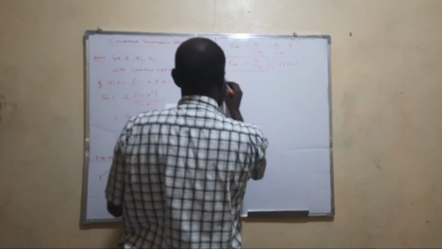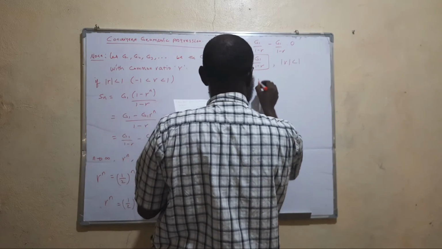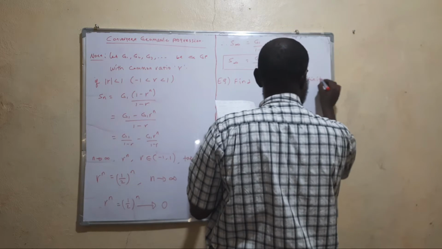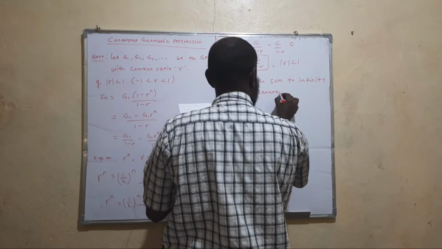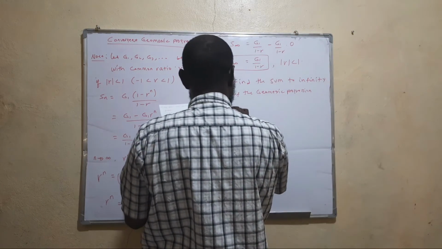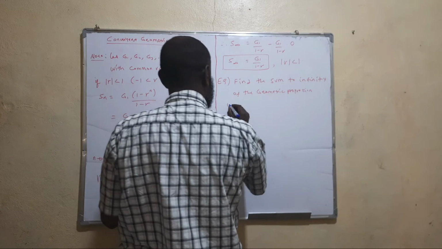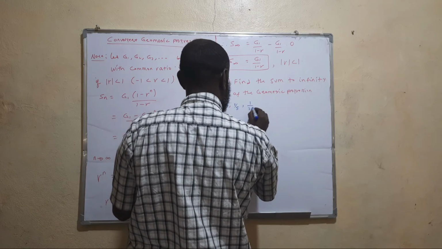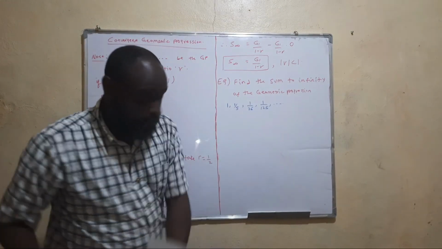Let us see one example. Find the sum to infinity of the geometric progression 1, 1 over 5, 1 over 25, 1 over 125, and so on and so forth.